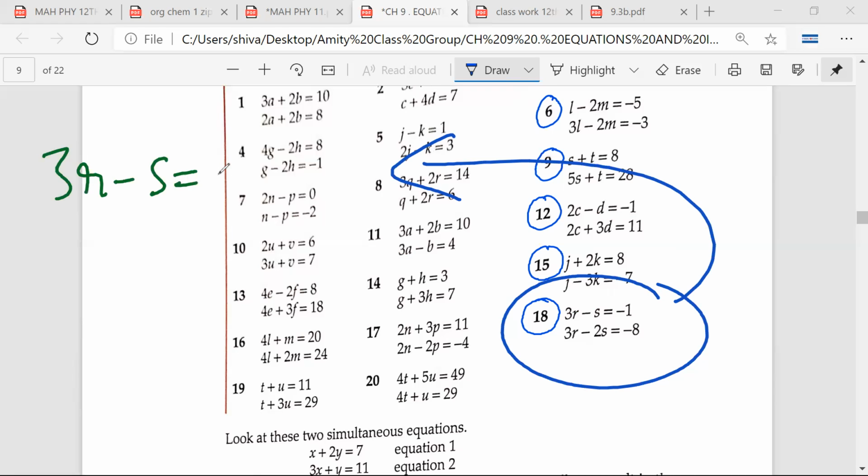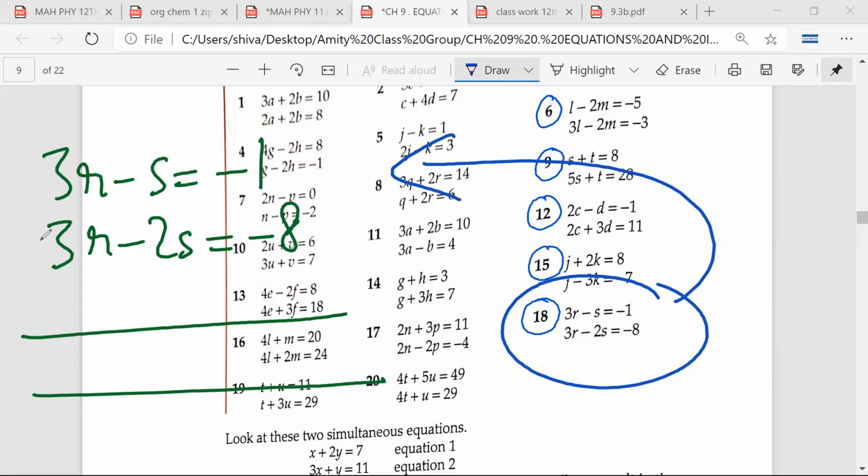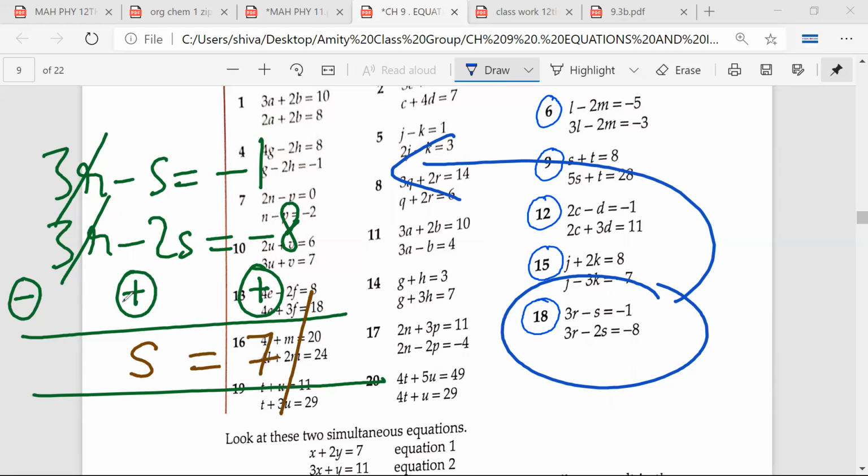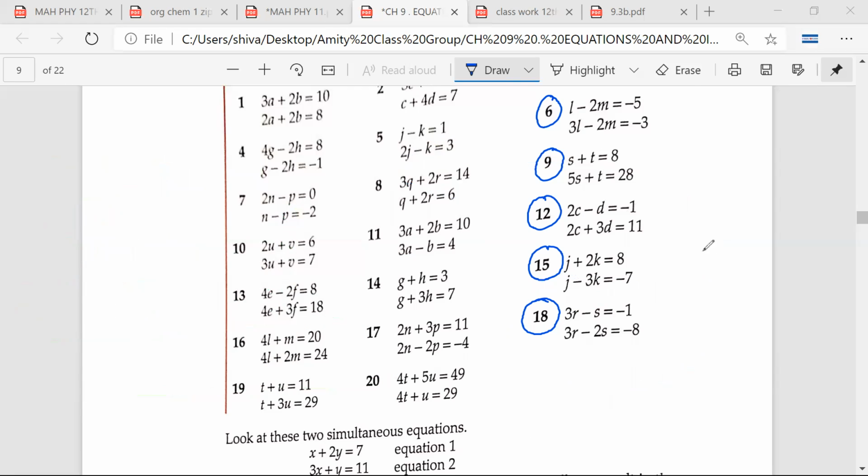3r minus s is equal to minus 1. 3r minus 2s is equal to minus 8. Sanviji, what should I write? Plus will become minus. Minus will become plus. Minus will become plus. So 3r minus 3r will cancel. Minus s plus 2s is s. Minus 1 plus 8. This minus has become plus. Minus 1 plus 8 has become 7. Any doubt? No, sir.